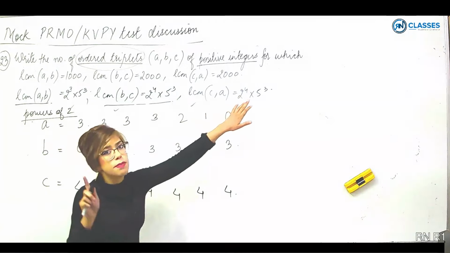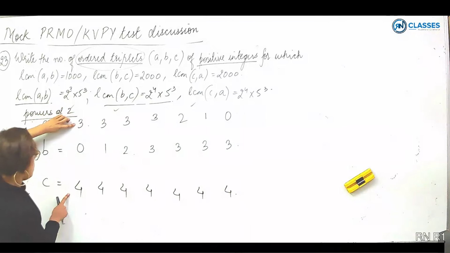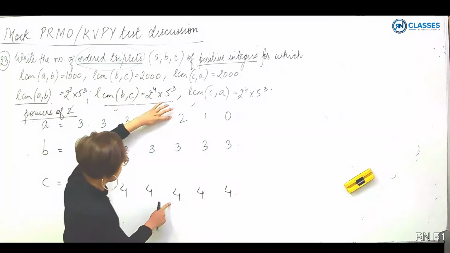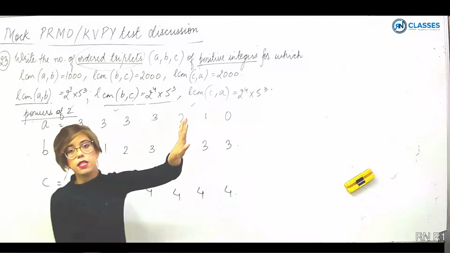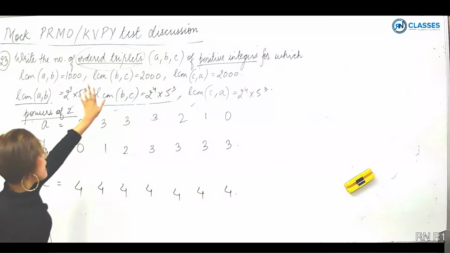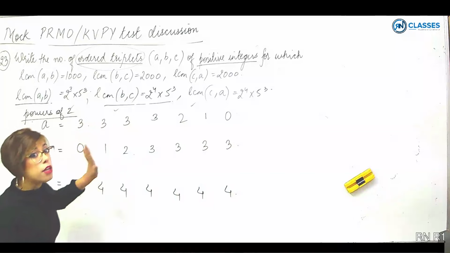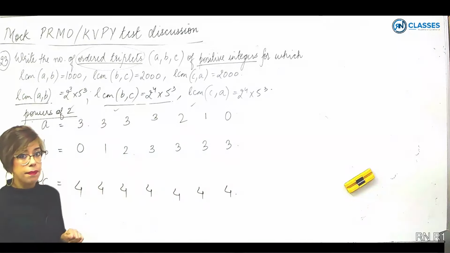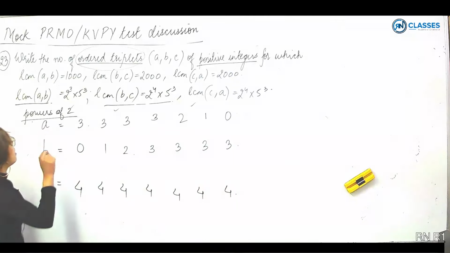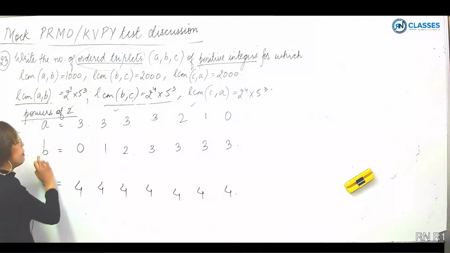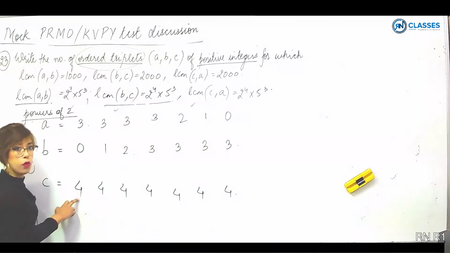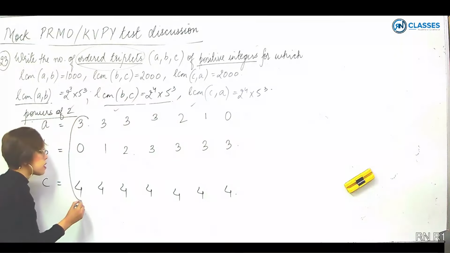Now, let me check the LCM of C, A. The LCM is 2 raised to 4 in every case. Yes. That means if I write these cases of powers of 2, all of the 3 conditions are being satisfied. So how will we see it? Either A will have 2 cubed, and corresponding to that, B will have 2 raised to 4, and C will have 2 raised to 4.